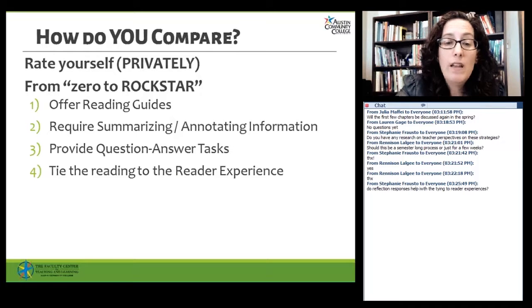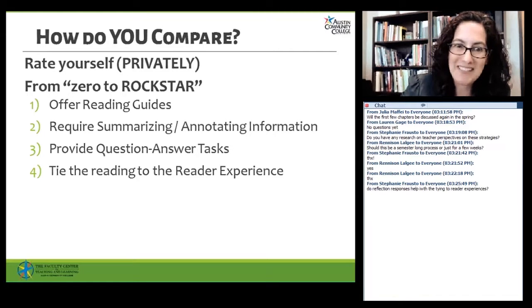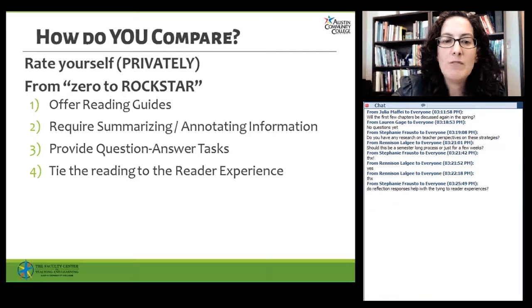So 1, are you offering reading guides? As I mentioned, that was a big area of weakness for me before. 2, are you helping students understand how to summarize and annotate rather than just highlight? 3, are you providing question-answer tasks so that students are not just reading and forgetting that they're going to have to retrieve this information later? And 4, are you tying the reading to their own personal experience?